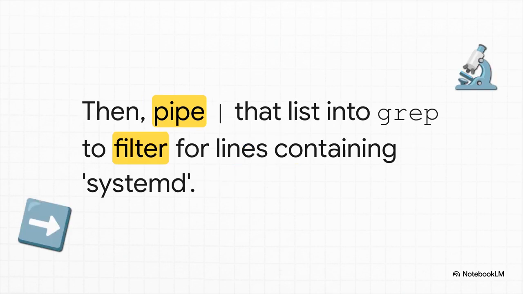But now, for step 2, we add a pipe. See that? So that huge list of files isn't printed to the screen anymore. Instead, it's flowing directly into the grep command. We're basically telling grep to act like a filter. Only let the lines that contain the word systemd pass through. We didn't need a temporary file or anything. The data just flows seamlessly.